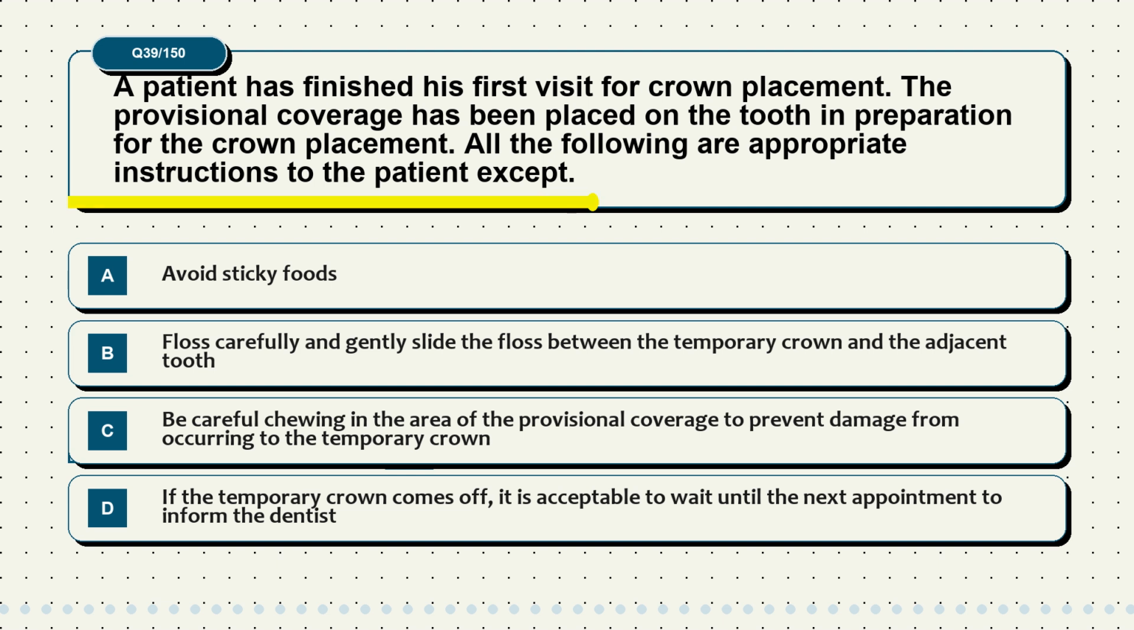Option B. Floss carefully and gently slide the floss between the temporary crown and the adjacent tooth. Option C. Be careful chewing in the area of the provisional coverage to prevent damage from occurring to the temporary crown. Option D. If the temporary crown comes off, it is acceptable to wait until the next appointment to inform the dentist.